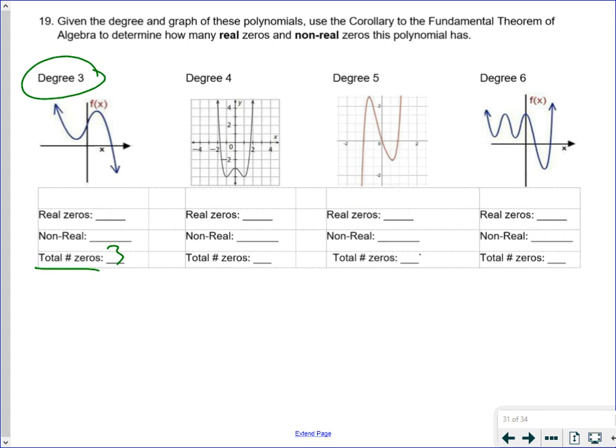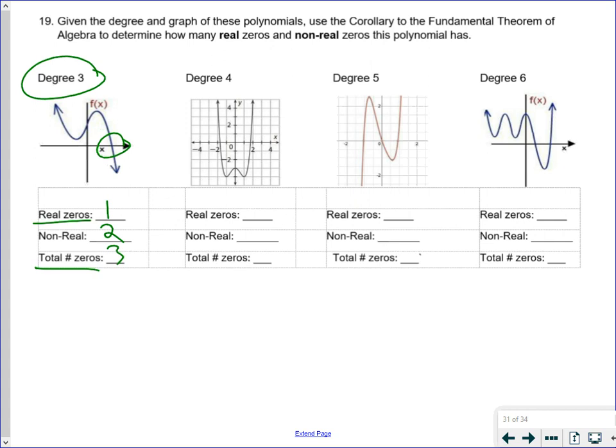Next, we're going to find our real zeros. Our real zeros, remember, is the same exact thing as our x-intercepts. X-intercepts and real zeros are the same exact thing. We have one x-intercept in this graph. That means we have one real zero. And if we're supposed to have 3 total zeros and we have 1 real zero, that means we have to have 2 non-real zeros. So 1 real zero plus 2 non-real zeros gives us 3 total zeros.